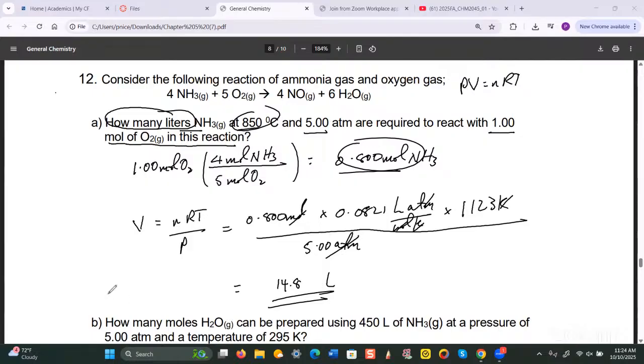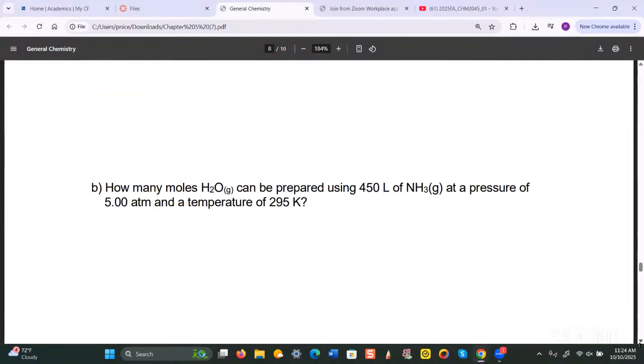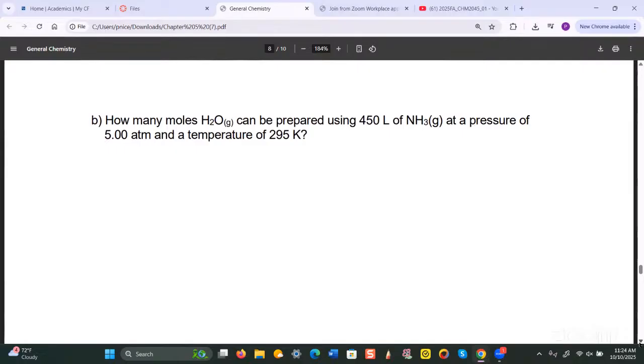Okay, is it okay for me to clear this? Okay, so let me clear this and scroll down. So the next question is, based on the same equation, how many moles of water can be prepared using 450 liters of ammonia at a pressure of 5 atmospheres and a temperature of 295 Kelvin?